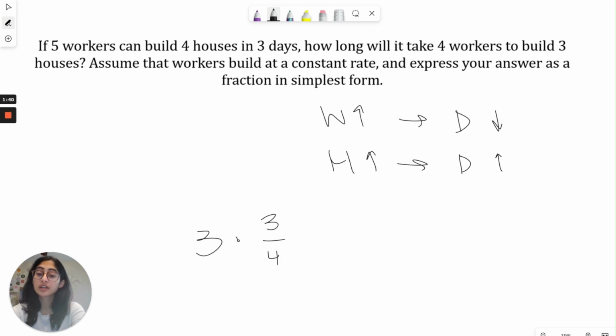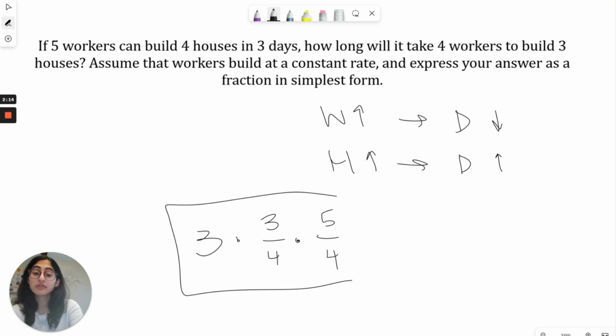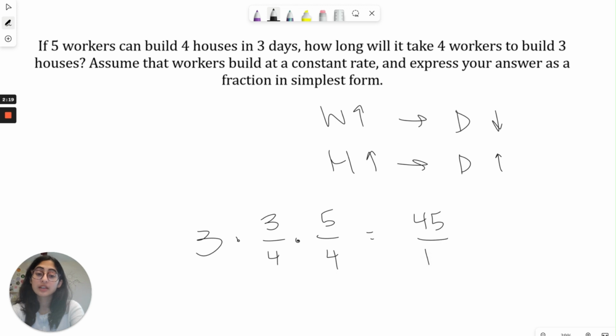Except that's not the only thing, because we go from having 5 workers to 4 workers. Similar to how when we went from 4 houses to 3 houses it was going to take 3/4 as long, it's the opposite now, because we're going from 5 workers to 4 workers. We have 4/5 as many workers. Because the more workers, the less time it takes, and the fewer workers, the more time it takes, now it's going to take 5/4 as long to build those houses. So multiplying 3 days by 3/4 times 5/4 should give our answer of 45/16. This is how many days it will take.